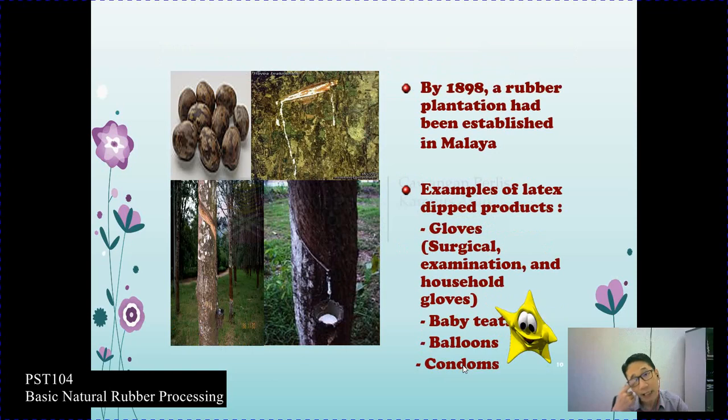In 1898, the rubber plantation had been established in Malaya. Okay, this is before our Independence Day, sebelum kita merdeka lagi, 1898. Okay, from Malaya, so they bring the rubber seeds, they plant it in Malaya. Example of latex dip products that are commonly produced is a glove, which is for surgical examination and household. And then we have baby teats, balloons and condoms.